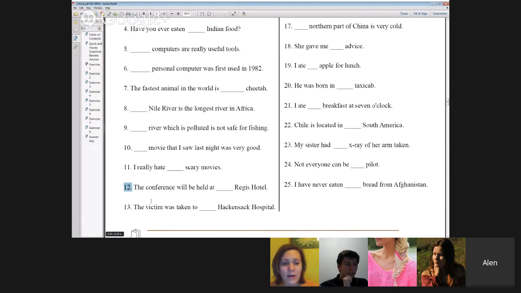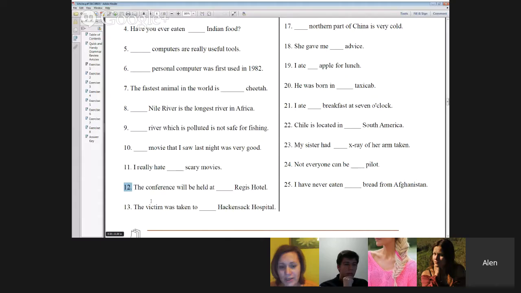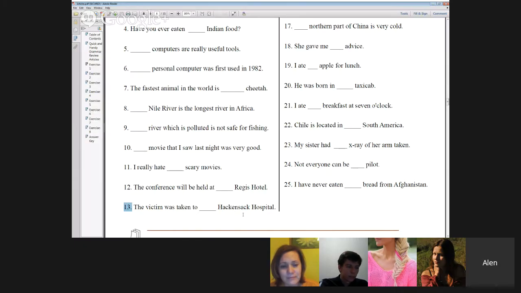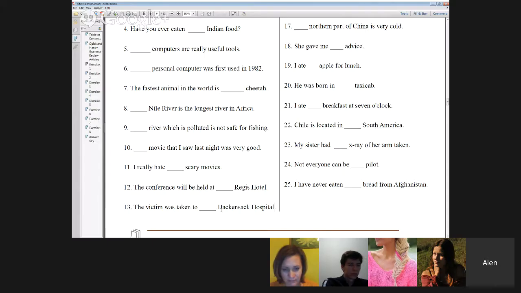The conference will be held at the Regis Hotel. Yes, at the Regis Hotel, because we know it's a specific hotel. Very good. Well done. 13, Sergei. The victim was taken to the Hackensack Hospital. Yes, Hackensack Hospital, because it's a specific, particular hospital. Very good. Not just any.